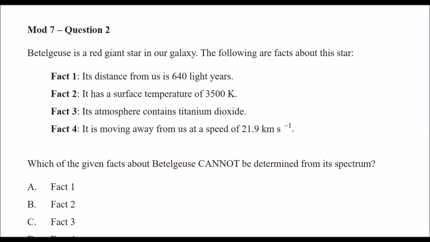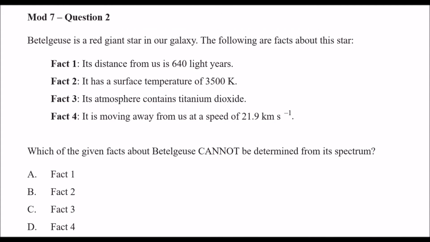So on to question 2. I'll just scroll down a little bit here. So we have a red giant star in our galaxy, and we have the following facts about this star. Fact number 1, its distance from us is 640 light years. Fact number 2, it has a surface temperature of 3,500 Kelvin. Fact number 3, its atmosphere contains titanium dioxide. Fact number 4, it is moving away from us at a speed of 21.9 kilometers per second. Which of the given facts about this star cannot be determined from its spectrum?